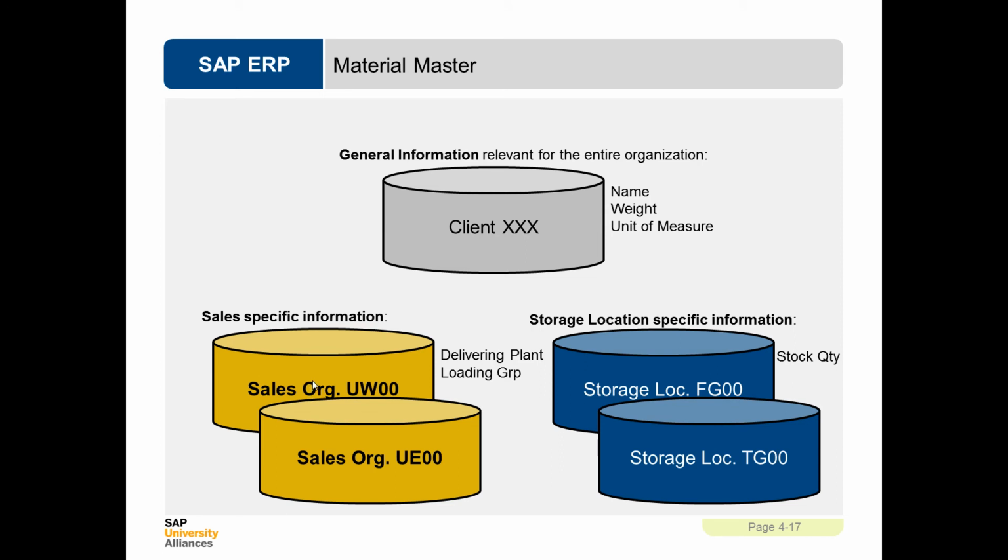We also segment the material master according to sales-specific information and location-specific information. So you can see here the actual inventory quantities would be located in either finished goods or trade goods, which are goods we've purchased from another company for resale or branding, whereas the sales organizations, as you can see here, are US West and US East.